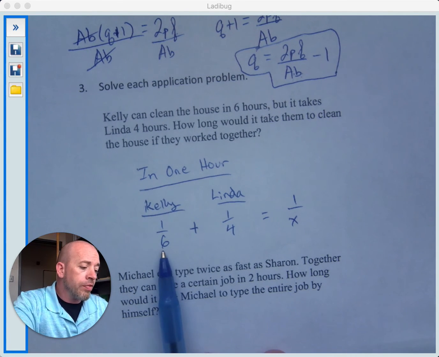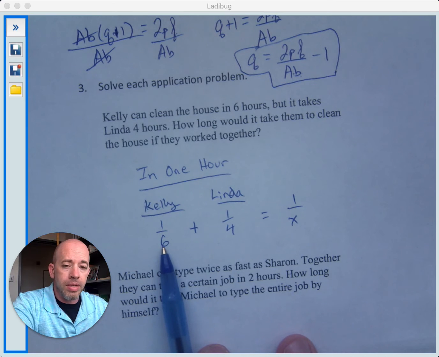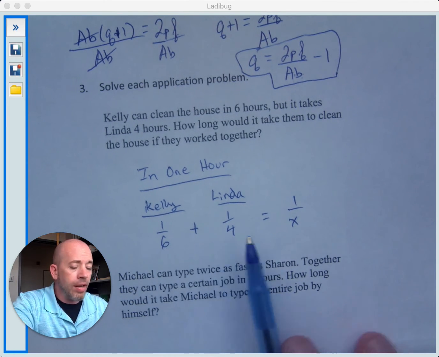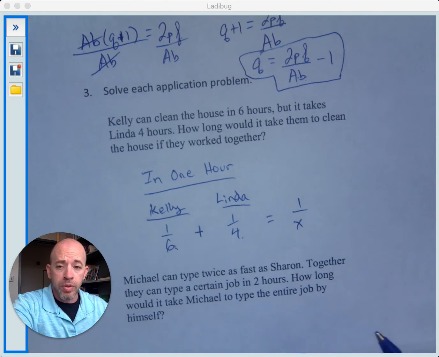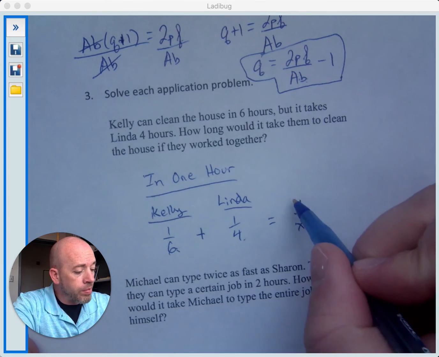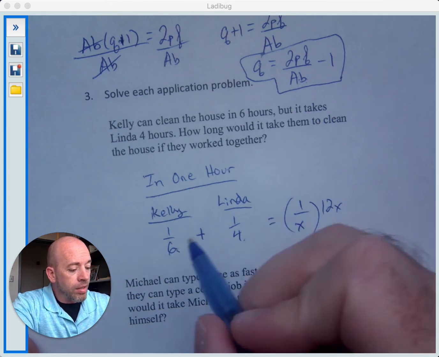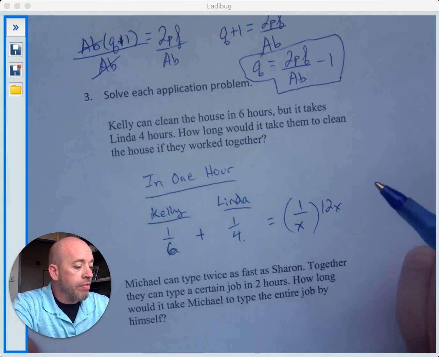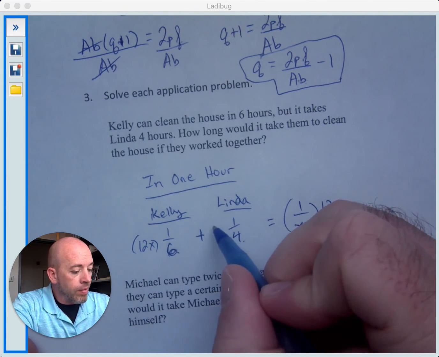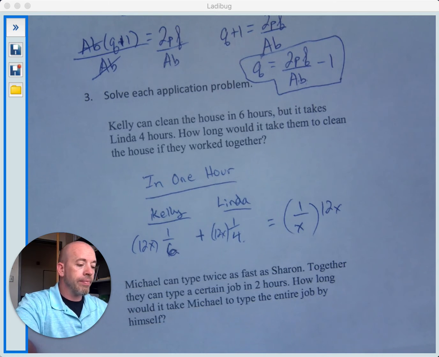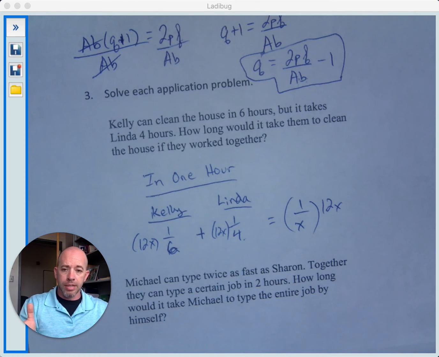But I'm going to clear the fractions by multiplying by a common denominator. So what do 6, 4, and x all go into? Well, we need an x, right? 6 and 4 both go into 12. So let's multiply both sides by 12x. Basically we're going to multiply every term by 12x. So we're multiplying everything by 12x. It should clear all the fractions.